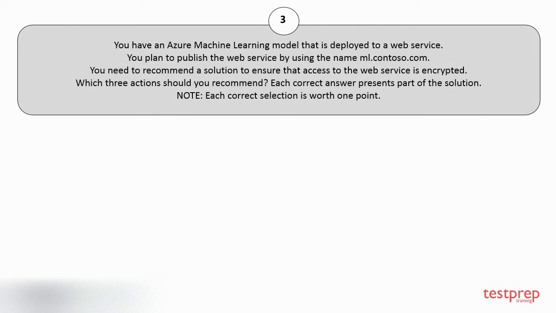Question number 3. You have an Azure machine learning model that is deployed to a web service. You plan to publish the web service by using the name ml.conso.com. You need to recommend a solution to ensure that access to the web service is encrypted. Which 3 actions should you recommend? Each correct answer presents part of the solution. Note, each correct selection is worth 1 point.